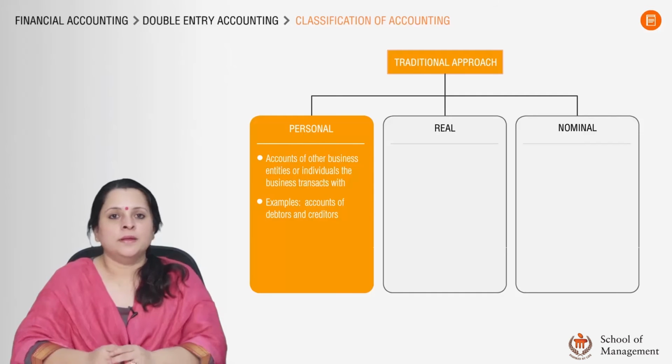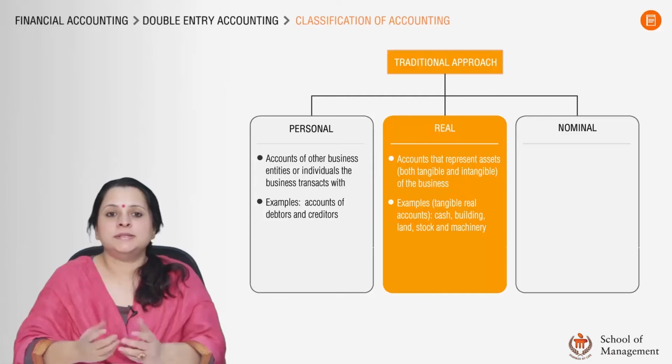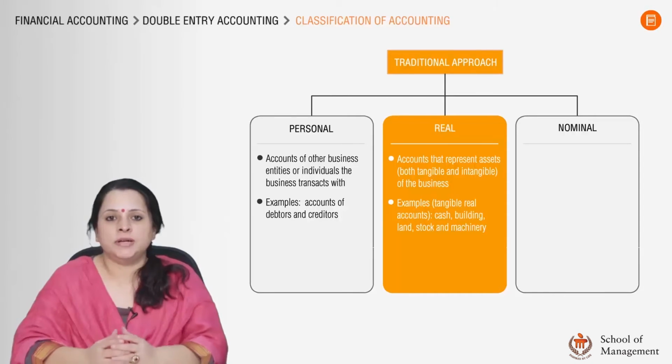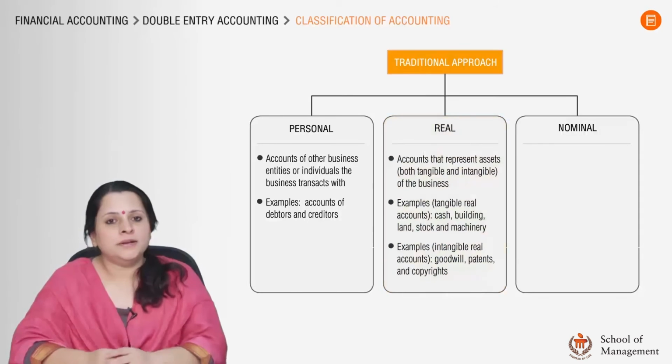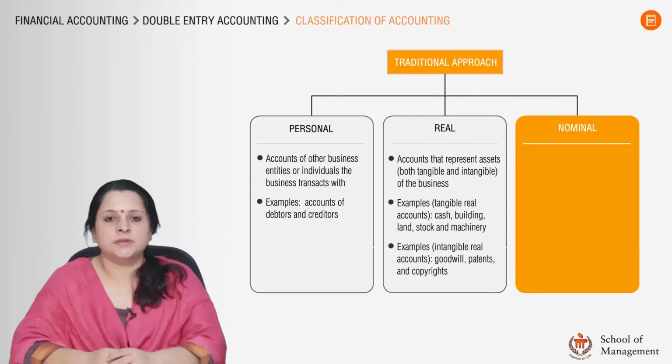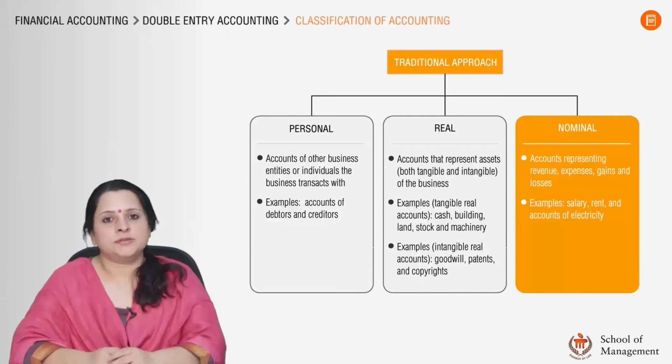Real accounts are accounts that represent assets, both tangible and intangible. Tangible real accounts are cash, building, land, stock, that is assets that can be seen or touched, while intangible real asset accounts could be goodwill. The third category is what is known as nominal accounts. These accounts represent revenue, expenses, gains and losses of the company.